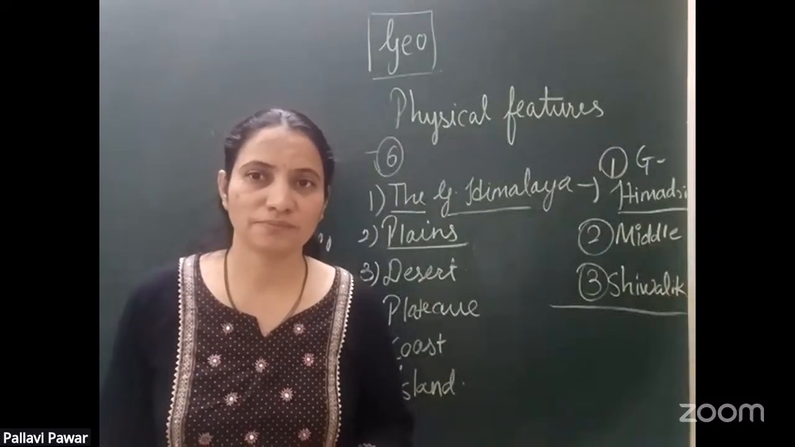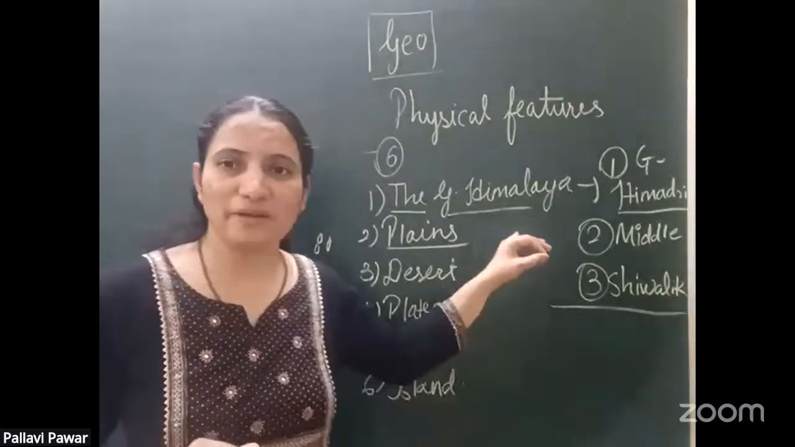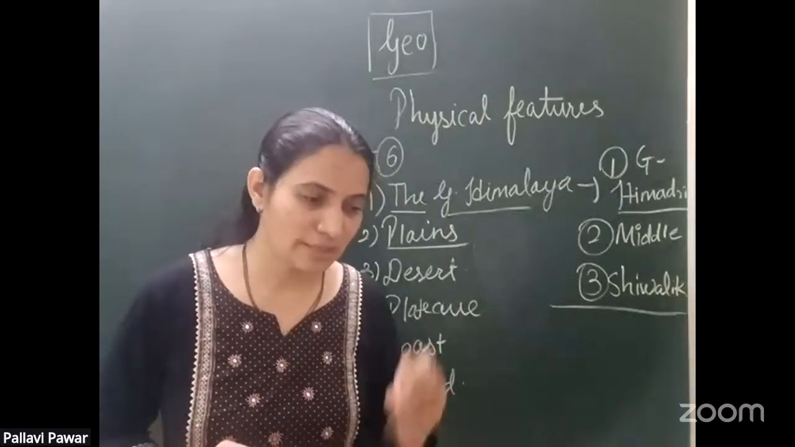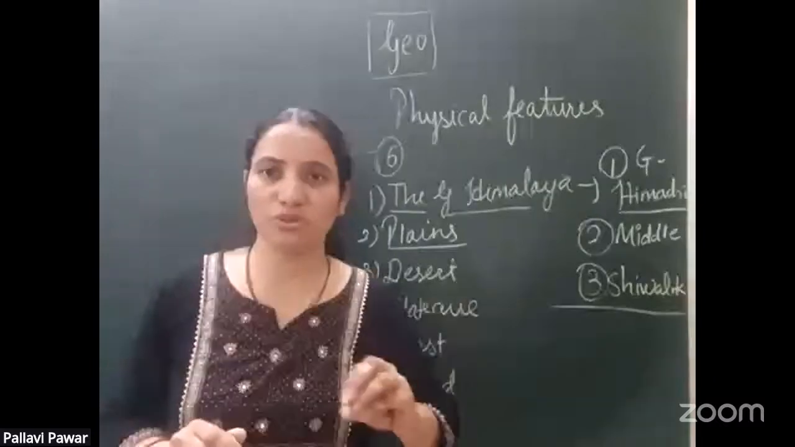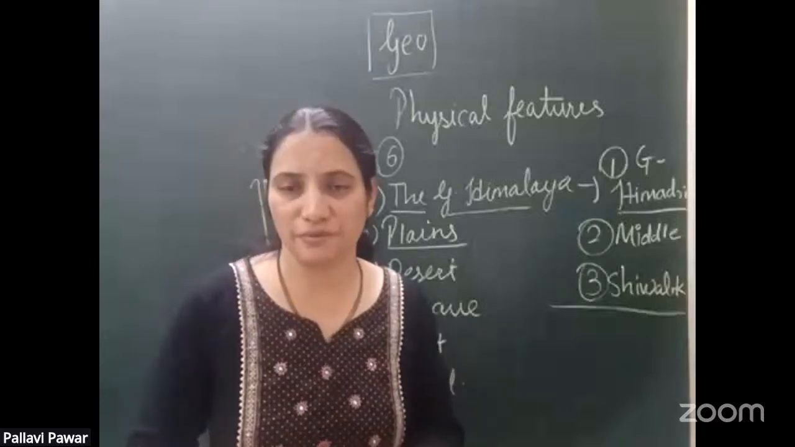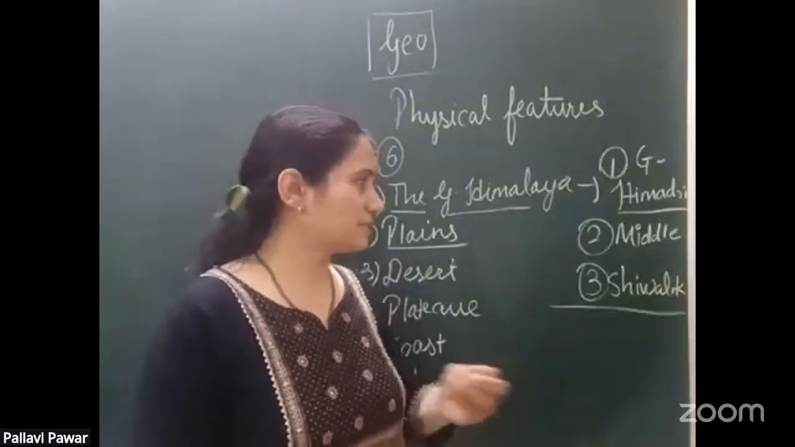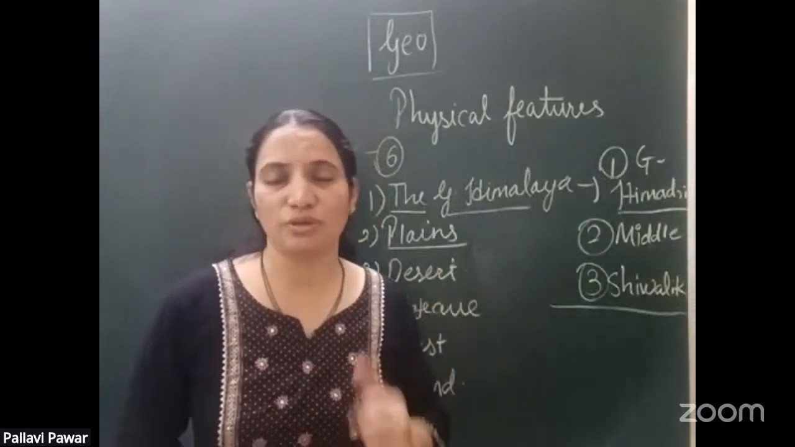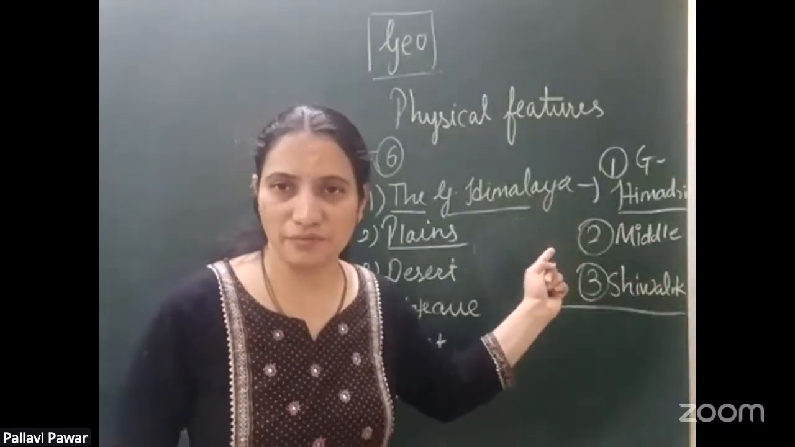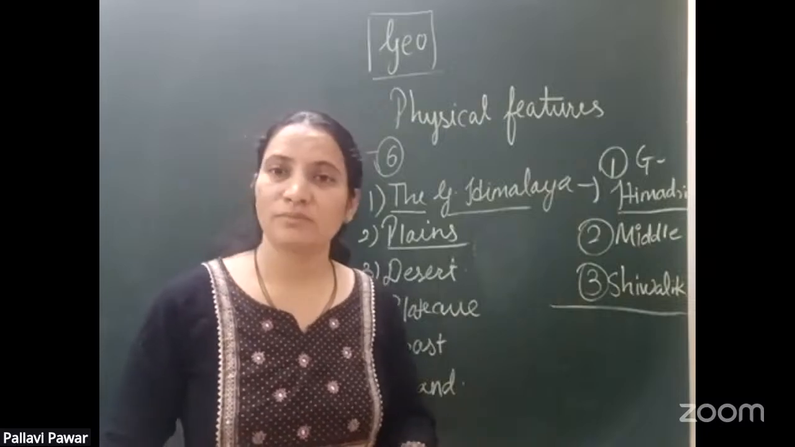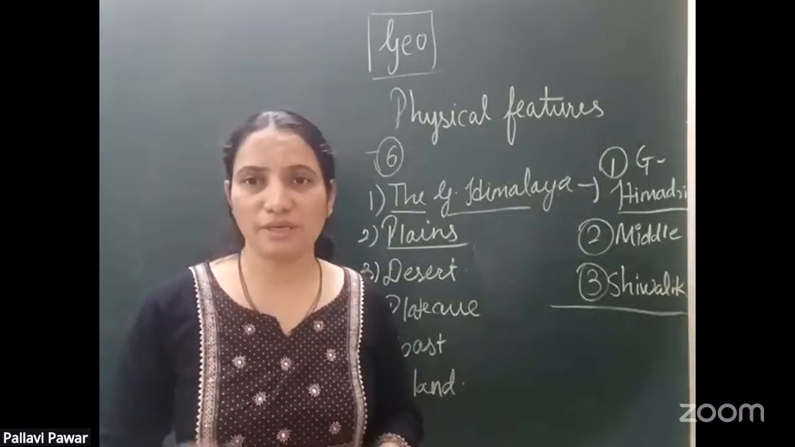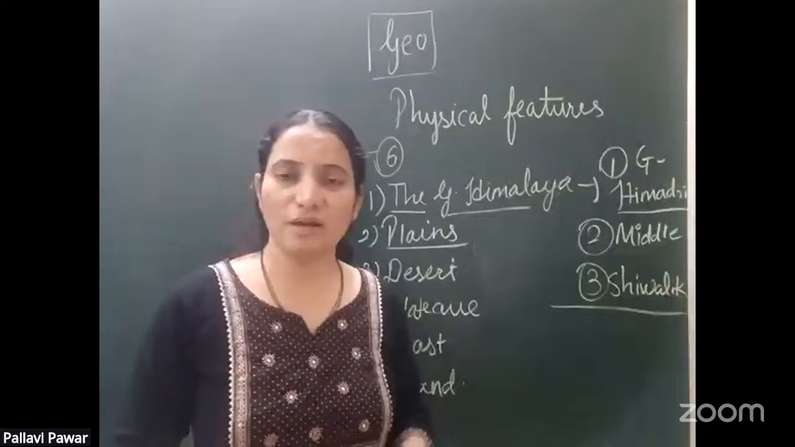Perennial rivers never get dry. But what about the seasonal river? Non-perennial river. This seasonal river gets water through the rain only, so we cannot say these rivers flow throughout the year. For example, the peninsular rivers we discussed. When we discuss the perennial rivers, there are Ganga, Yamuna, Indus, Brahmaputra, Satluj, Ravi, Jhelum, Chenab.